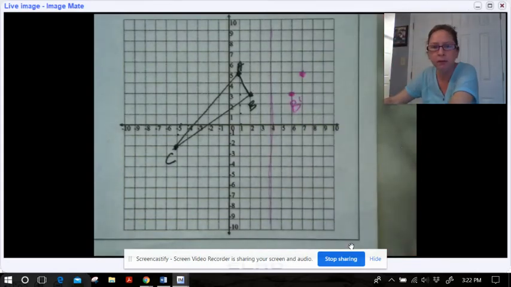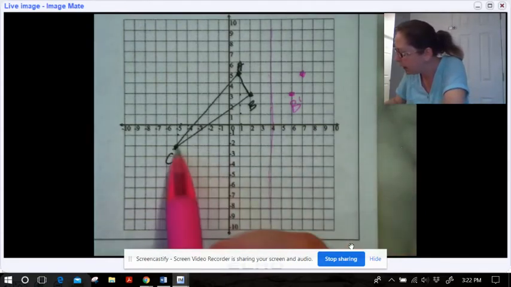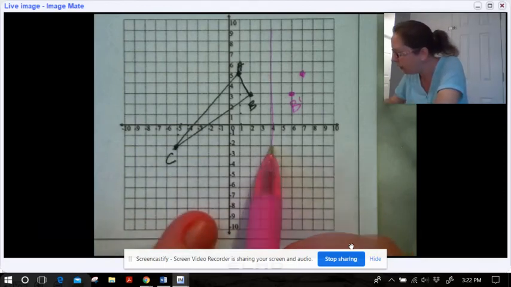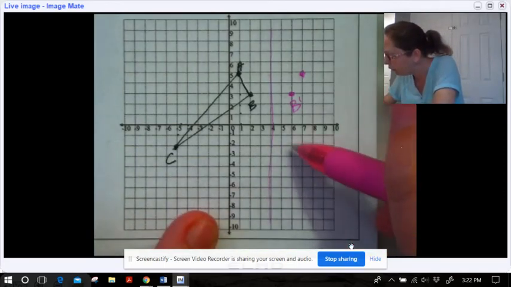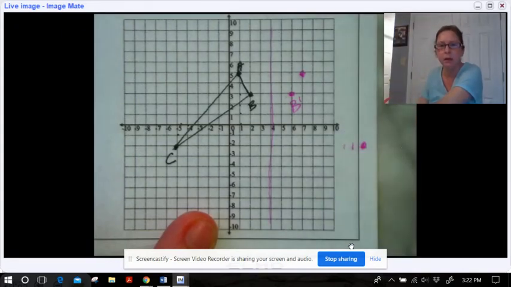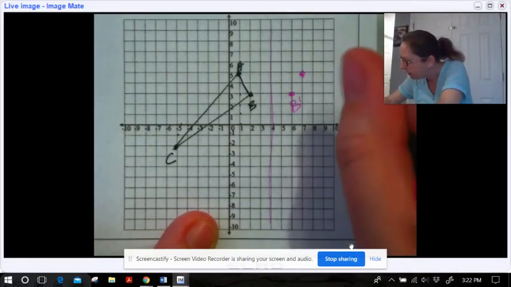And then point C, okay, it's going to go 9 over to the line. I hope I have enough graph. I don't think I do. 2, 3, 4, 5, 6, 7, 8, 9. So I'm estimating now because I ran out of graph. And this would be my C prime.